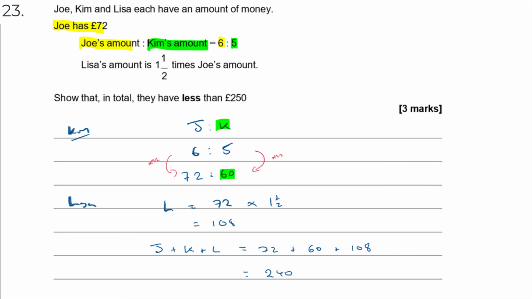So they add up to 240, which is less than 250, isn't it? So the total is less than 250. Okay, so we've kind of done it.